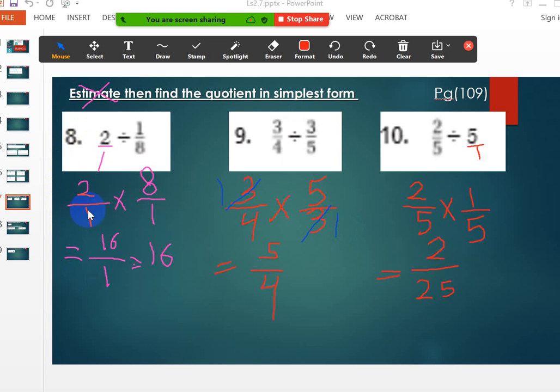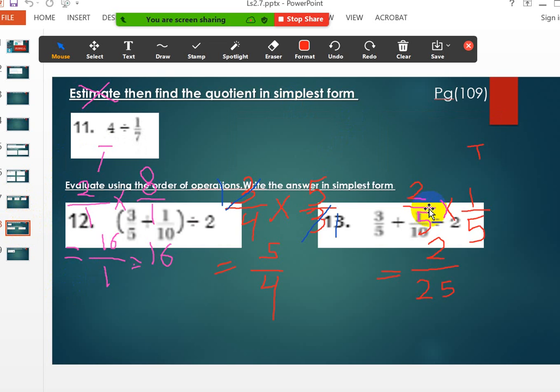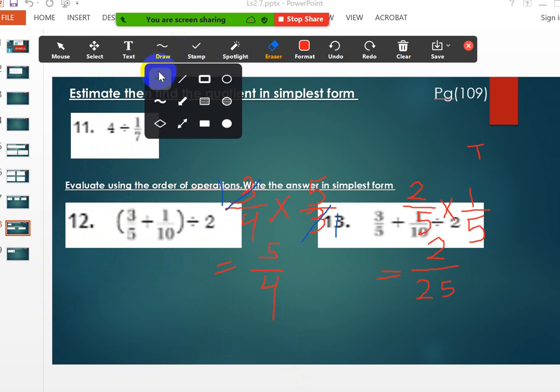Okay, girls, I will erase only number 8. I will leave the numbers for you. Now the last one I will do, because I want to solve number 12 for you, and we have no time.